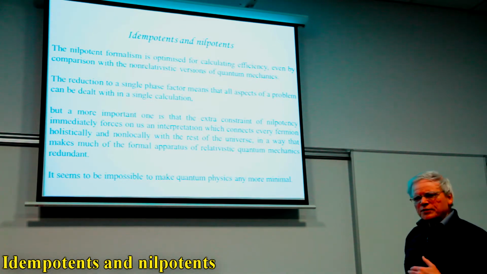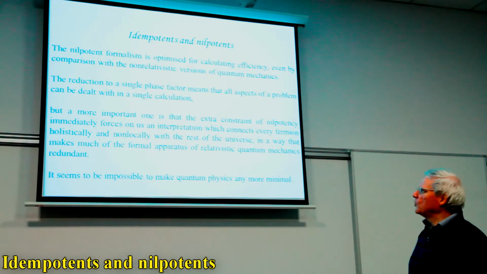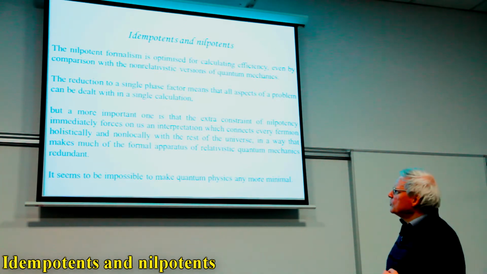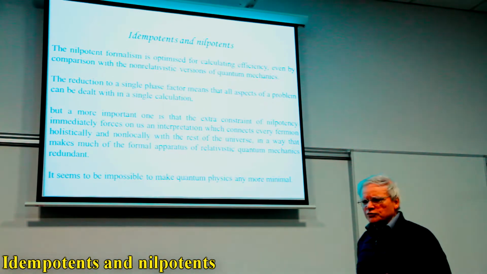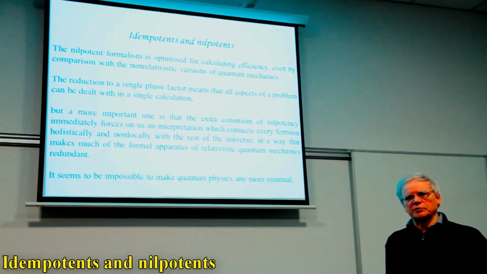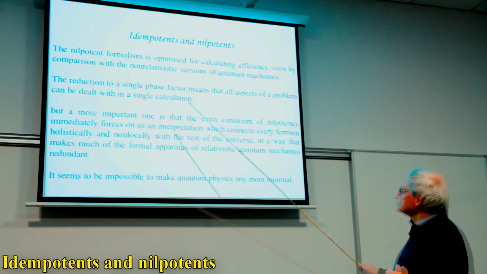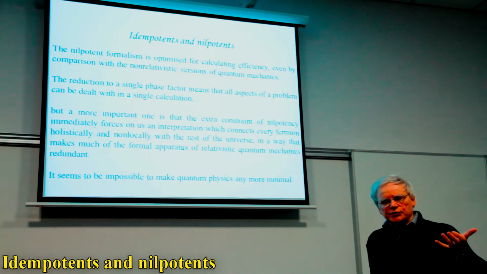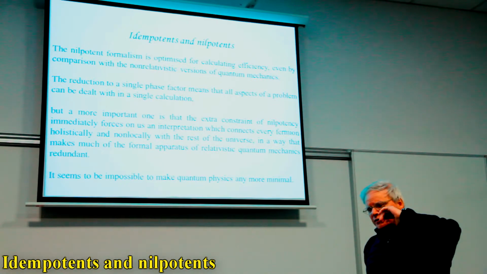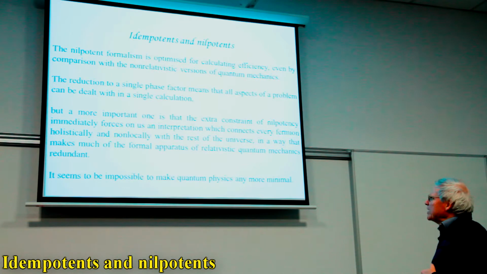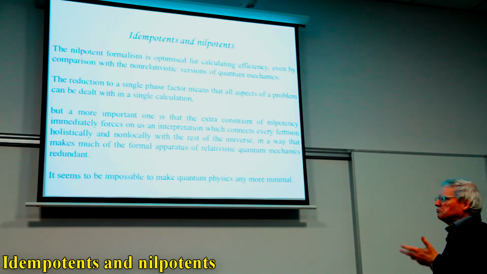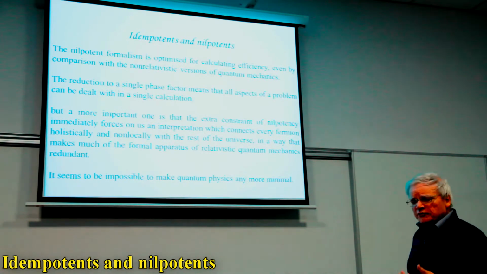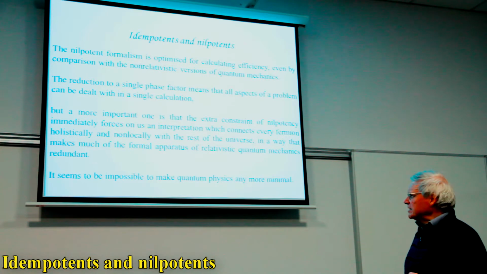But the nilpotent formalism is the most efficient, it's optimized. You couldn't get a more optimal version of quantum mechanics. By reducing to a single phase factor, we can massively reduce the calculations we have to do. Calculations which take pages, for example, the hydrogen atom in conventional theory, can be done in a few lines using this method, as we'll see in the next lecture. The extra constraint of nilpotency forces on us an additional interpretation that we didn't have previously. It connects the fermion holistically to the rest of the universe. We can make a lot of the formal apparatus totally irrelevant once we realise this, because we can actually structure our quantum mechanics to give us more information with apparently less structure.